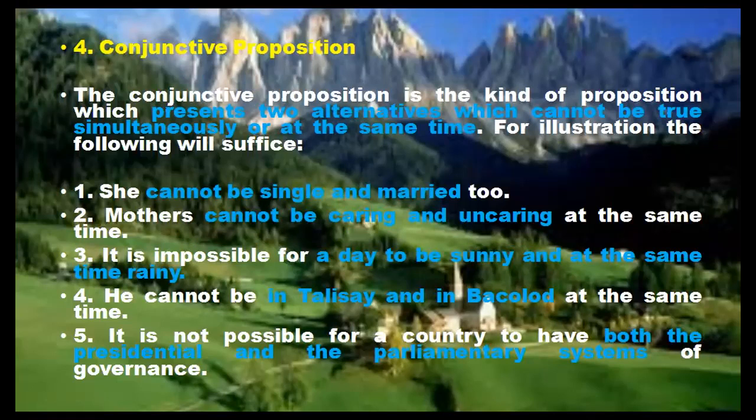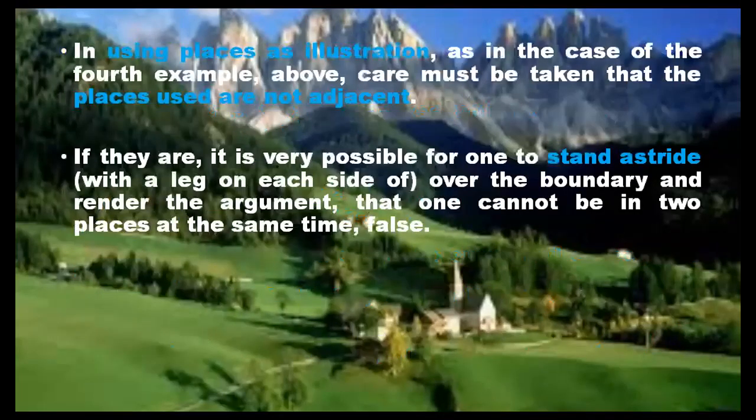Unless your spouse or husband died, you can marry again. But then, you are called single again, because your husband or wife has died. You cannot be a caring mother or an uncaring one. Conjunctive proposition.